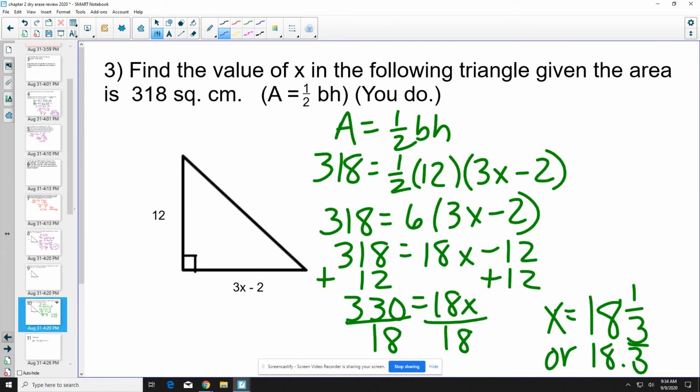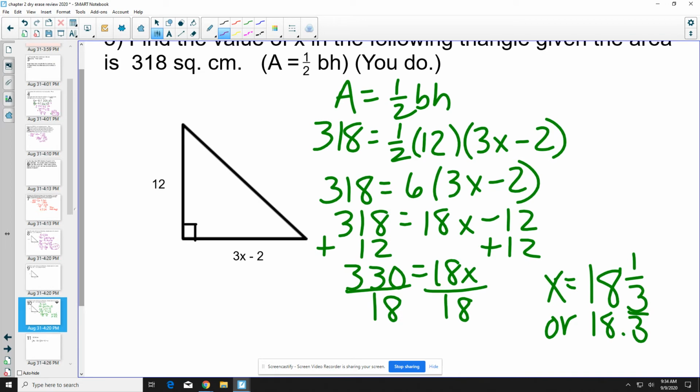So you should have 318 as the area equals half times 12 times 3x minus 2. I did half times 12 to get 6. Then use the distributive property to get 18x minus 12. Add 12 to both sides, divide by 18. See if you got 18 1/3 or 18.3 repeating.